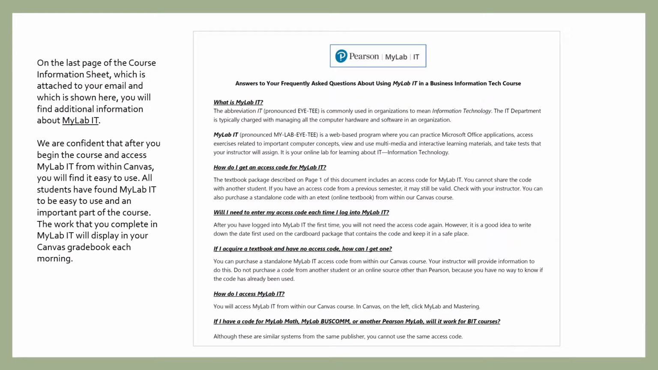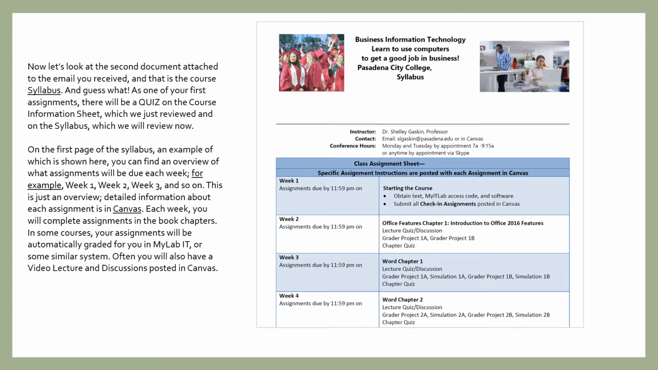On the last page of the course information sheet, which is attached to your email and which is shown here, you will find additional information about MyLab IT. We are confident that after you begin the course and access MyLab IT from within Canvas, you will find it easy to use. All students have found MyLab IT to be easy and an important part of the course. The work that you complete in MyLab IT will display in your Canvas gradebook each morning.